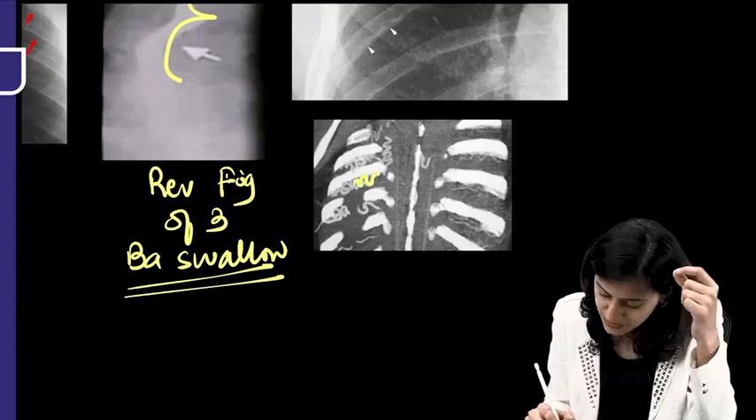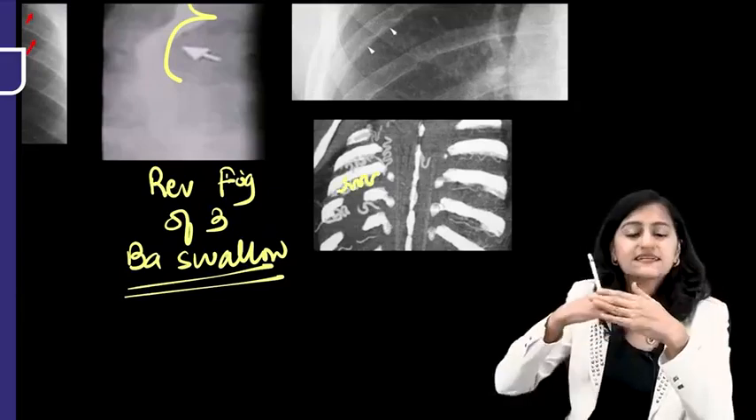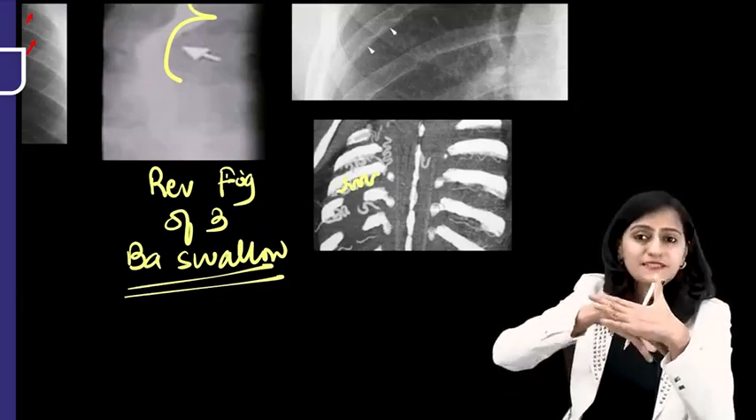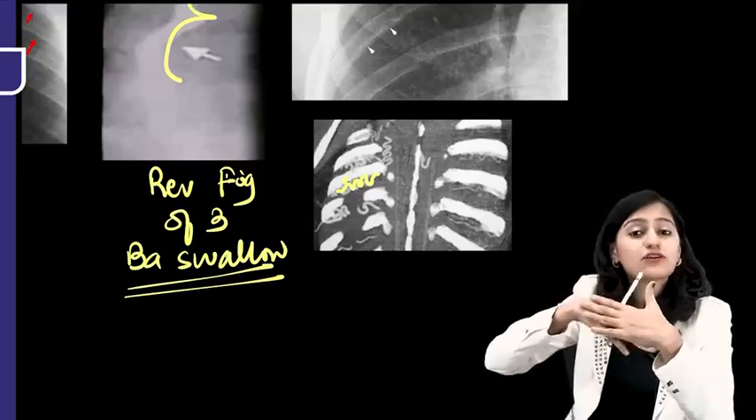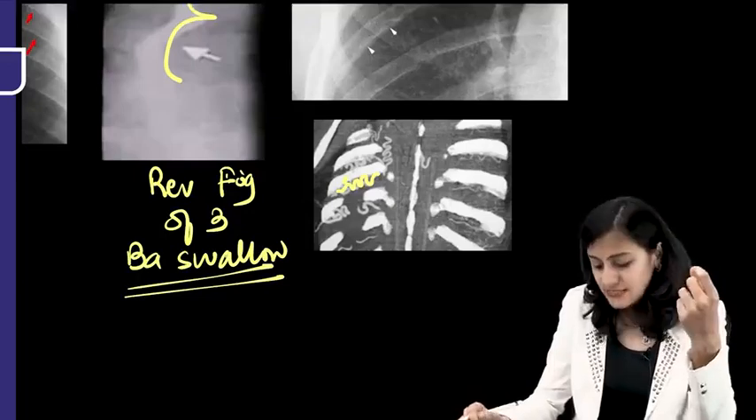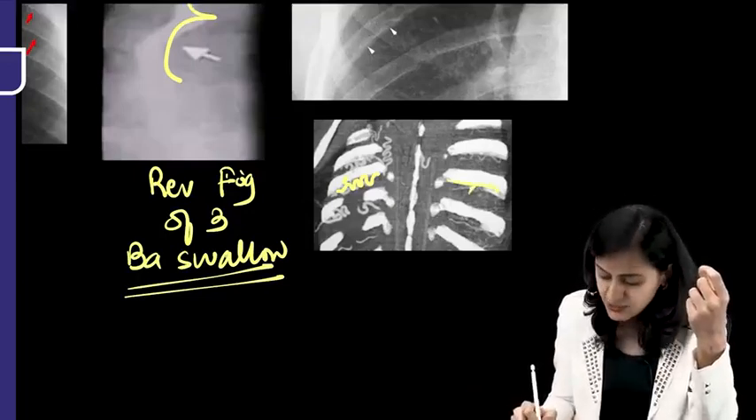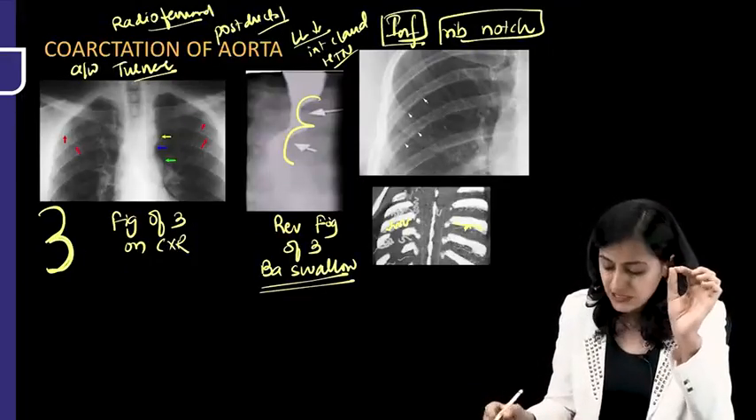So these prominent collaterals, they pulsate. Where are the blood vessels present? Along the lower border of the ribs. So when they pulsate, they cause the erosion of the inferior rib. So inferior rib notching is what we would see, not the superior rib notching.